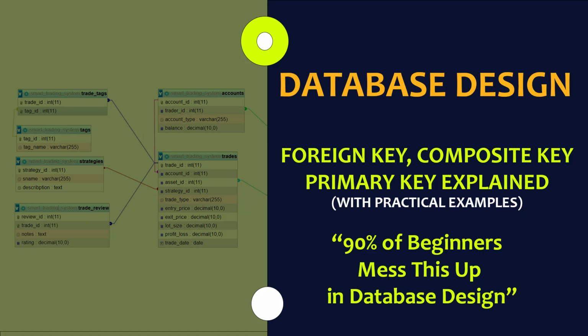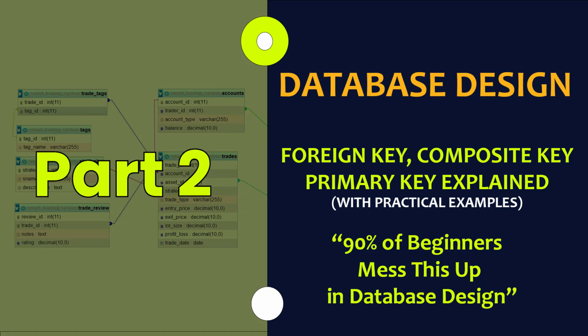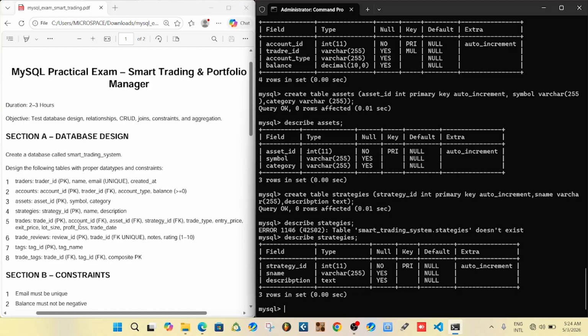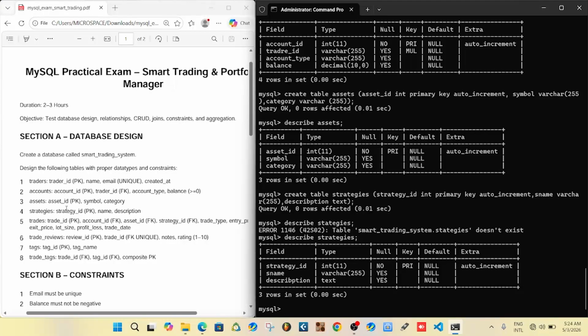Create a table called trades, which has trade ID, account ID, asset ID, strategy ID, trade type, entry price, exit price, lot size, profit and loss, trade date. Okay, let me create that real quick.